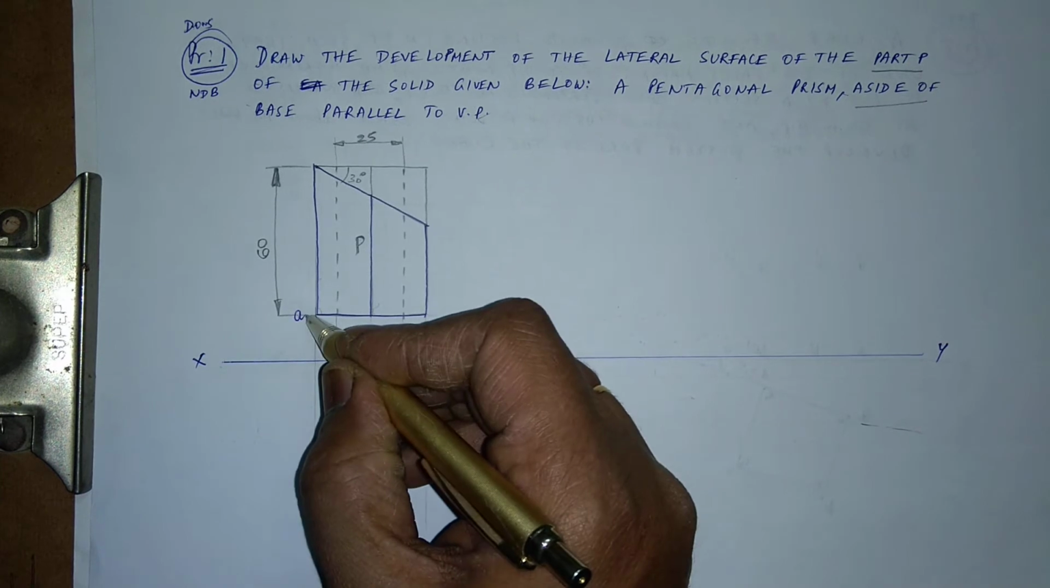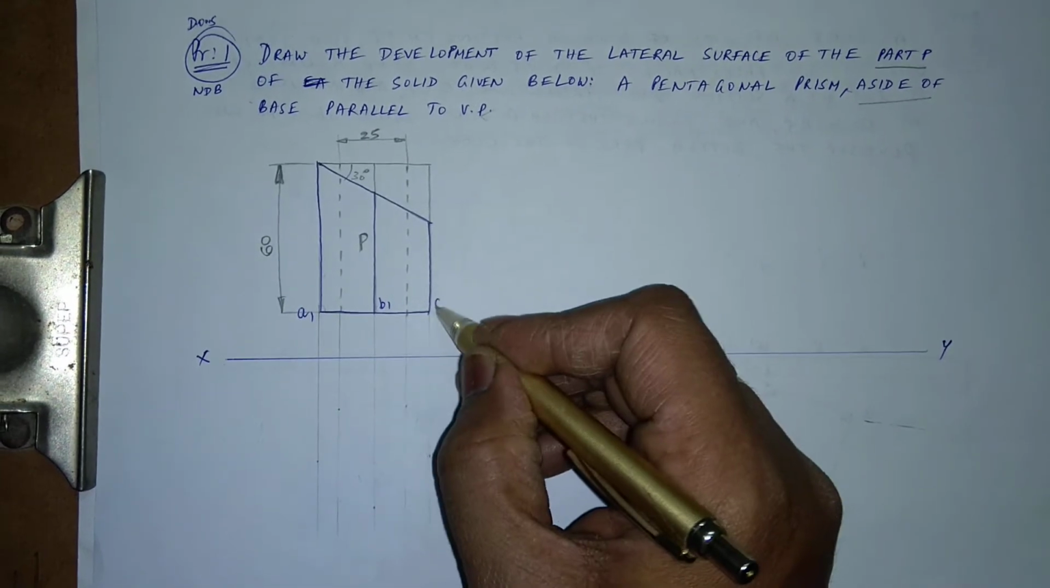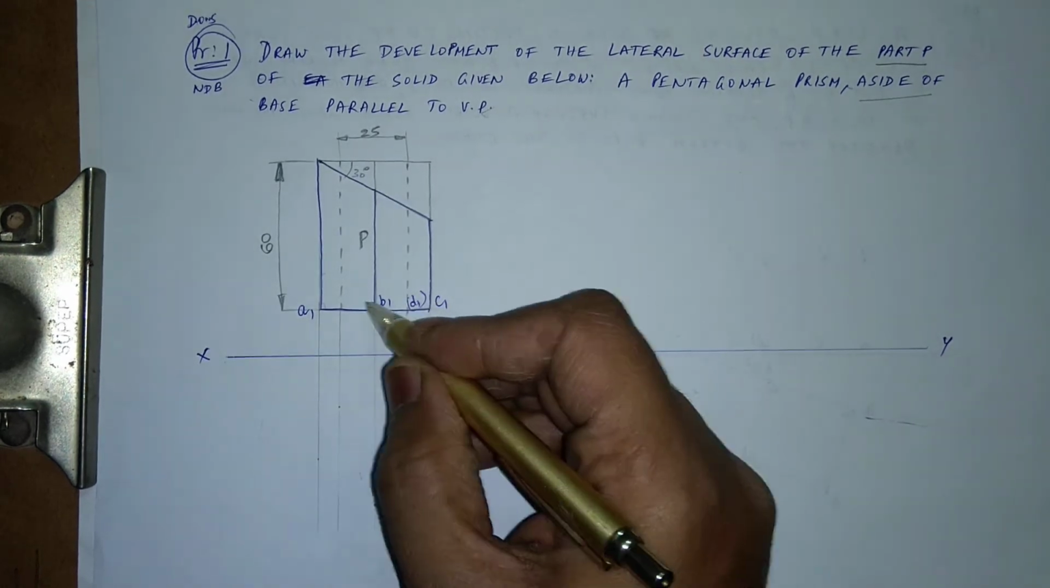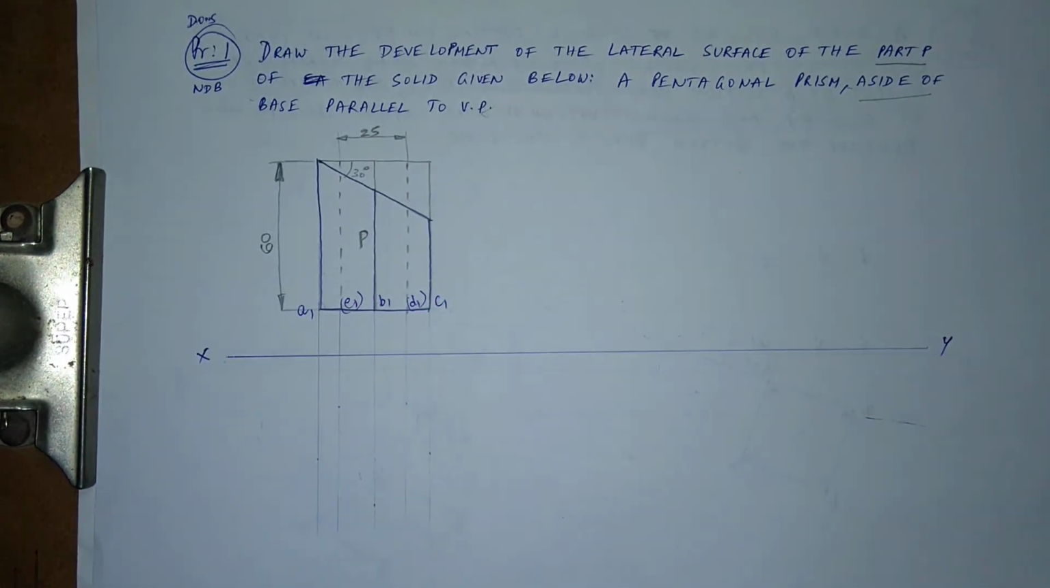So I'm saying this is my A1, this is B1 and C1. I am counting the solid lines first. This is D1, this is behind my side, and E1, this is behind my side.